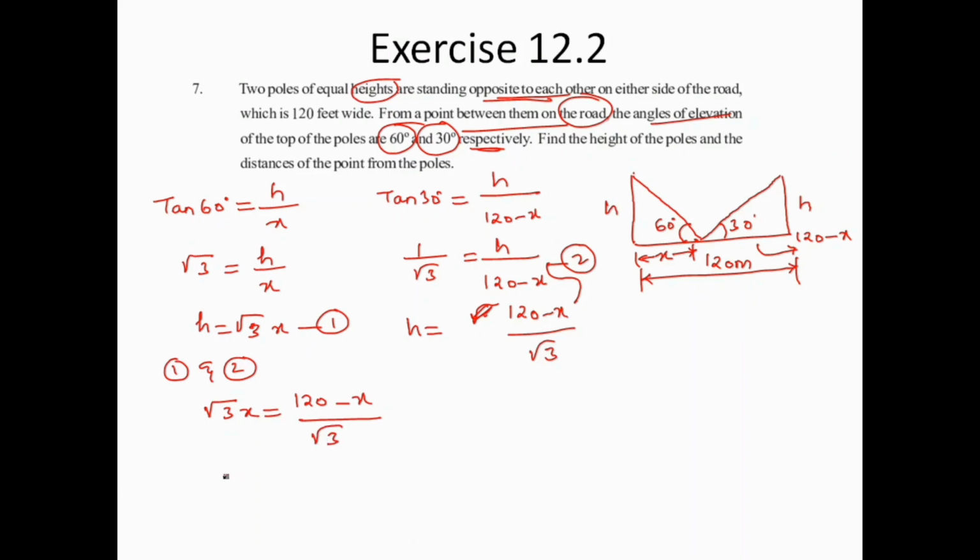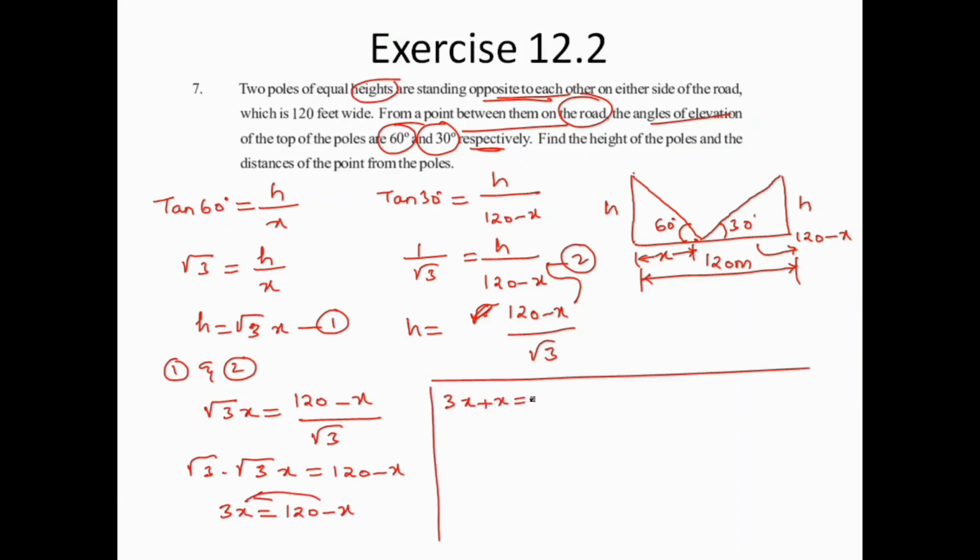I'm shifting this root 3 to the other side, then I'll have root 3 into root 3x is equal to 120 minus x. So I am left with 3x is equal to 120 minus x. I'm shifting that side, plus 120. So this is your 4x is equal to 120. So x is equal to how much? 120 by 4. When I divide this, I'm having x is equal to how much? 30 meters. I'm substituting for the value.